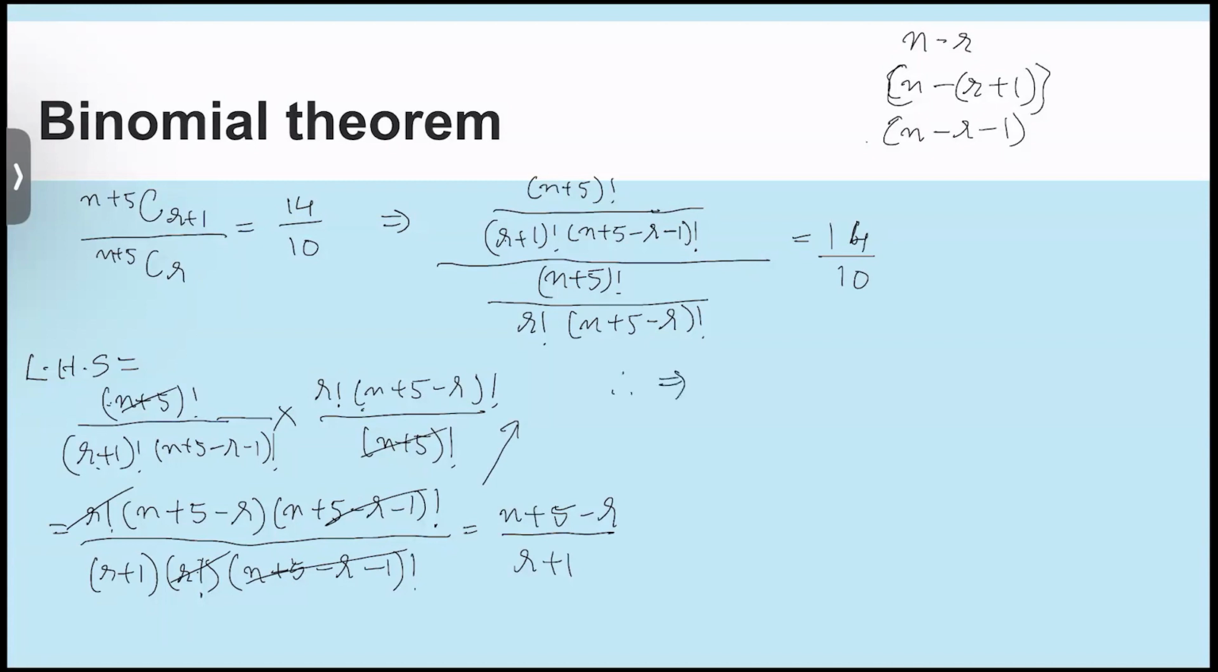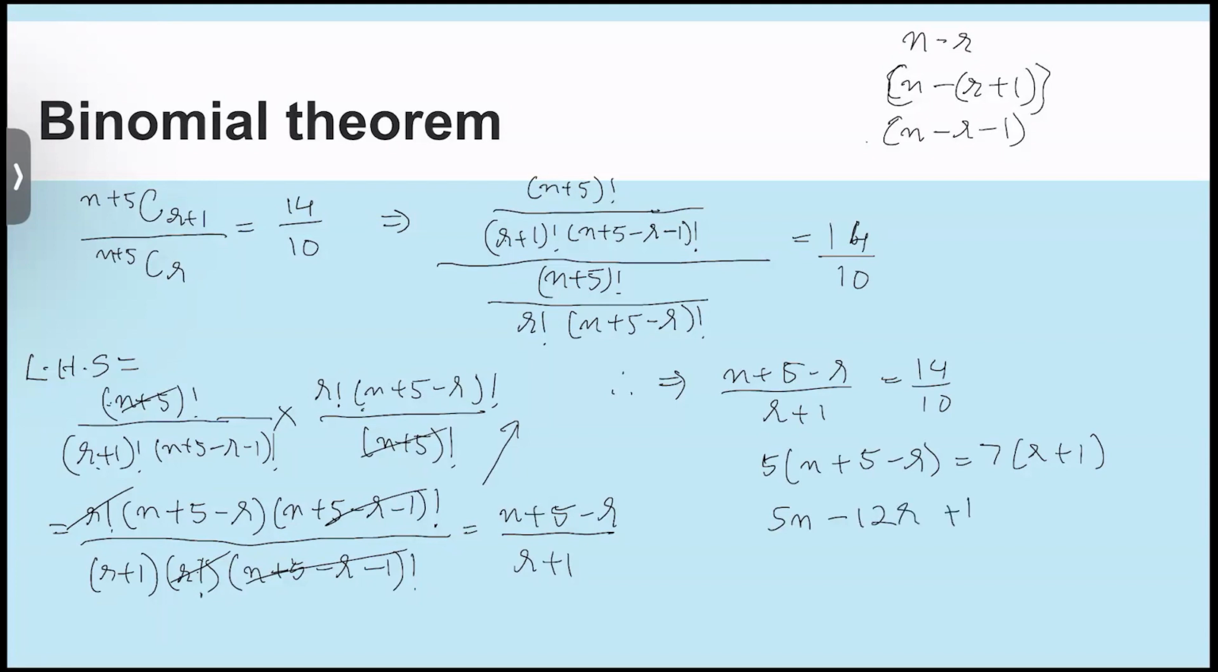So what you get is, therefore, n plus 5 minus r upon r plus 1 is equal to 14 by 10. Okay, so now you have 5 times n plus 5 minus r equals 7 times r plus 1, and that way you get 5n minus 12r plus 18 is equal to 0. So this is your second statement.